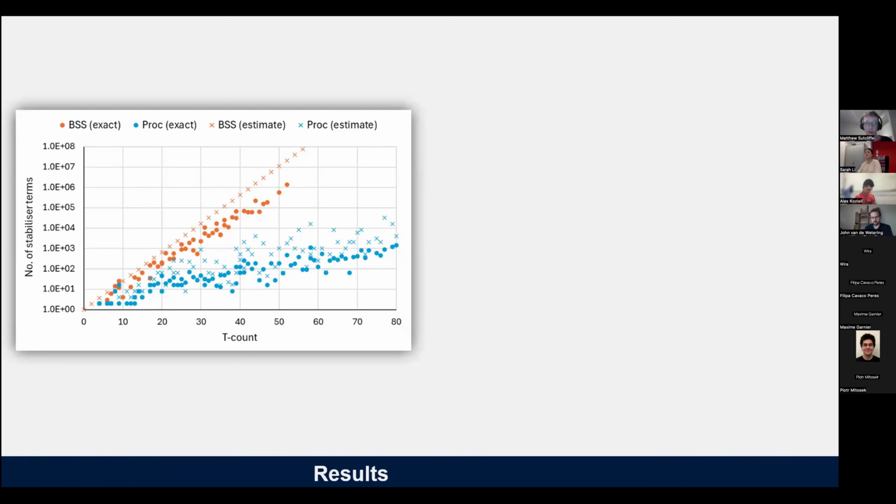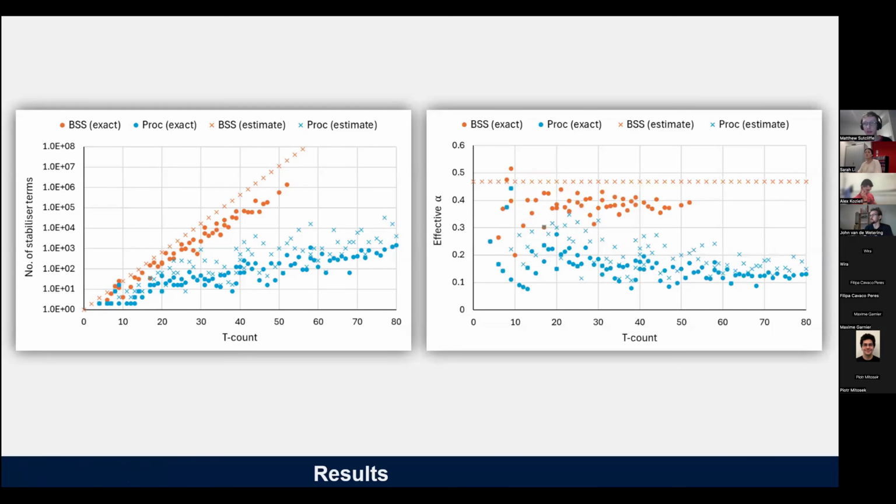Another way we can formulate these results, instead of looking at the number of terms, is to translate that to the effective alpha. So how many T-gates will we be able to remove versus the number of stabilizer terms we ended up with? And this is what we end up with. As BSS in theory has an alpha of about 0.47, in practice, because of the interstep simplification, it's a bit closer to 0.4 or 0.35, something like that.